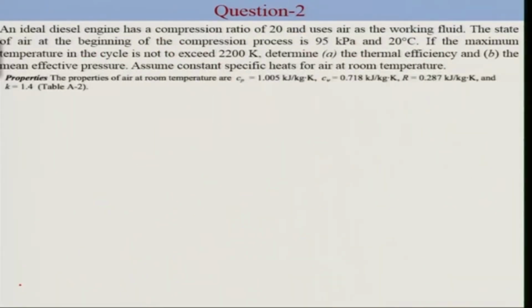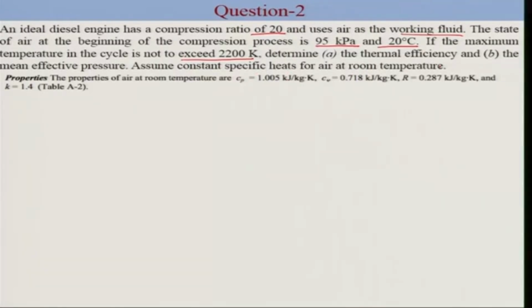An ideal diesel engine has a compression ratio of 20 and uses air as the working fluid. The state of air at the beginning of the compression process is 95 kilopascal and 20 degrees centigrade. If the maximum temperature in the cycle does not exceed 2200 Kelvin, determine the thermal efficiency and the mean effective pressure. Assume constant specific heats for air at room temperature.